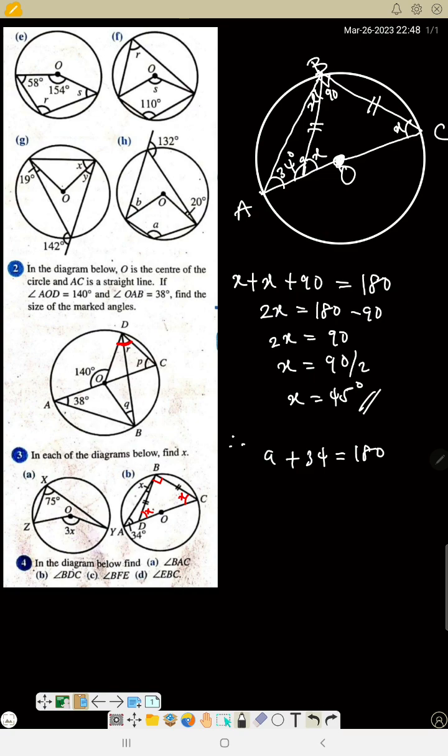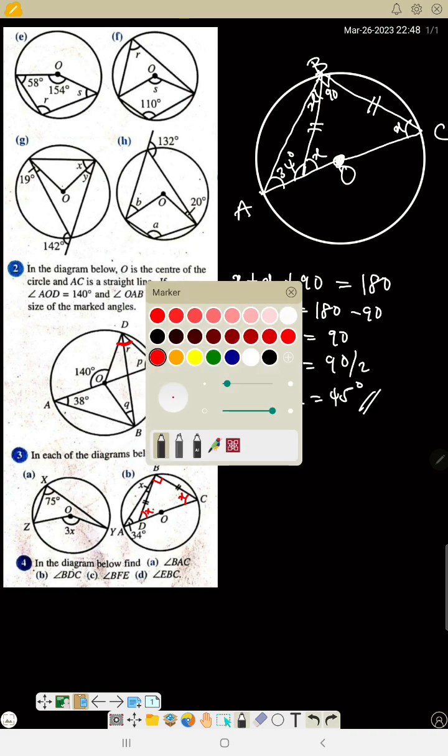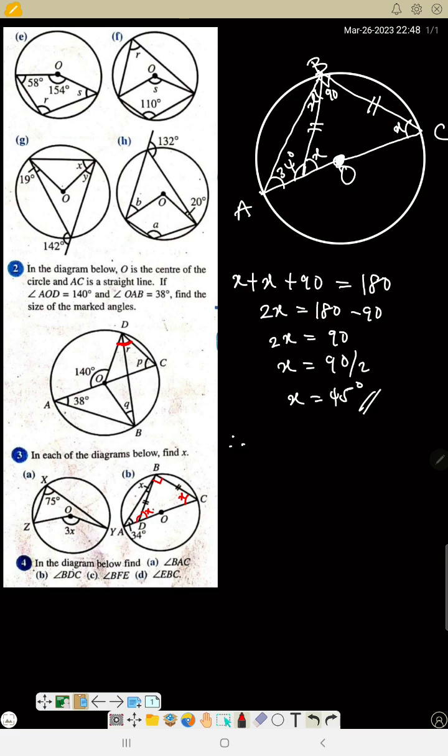So X plus A rather. Let me show it in red. This small space is what I'm talking about. This place and this place sum up to 180. That's angles on a straight line. So I now say let this one be A, that angle there. So that means A plus X should be equal to 180. So A is equal to 180 minus 45. A is equal to 135.